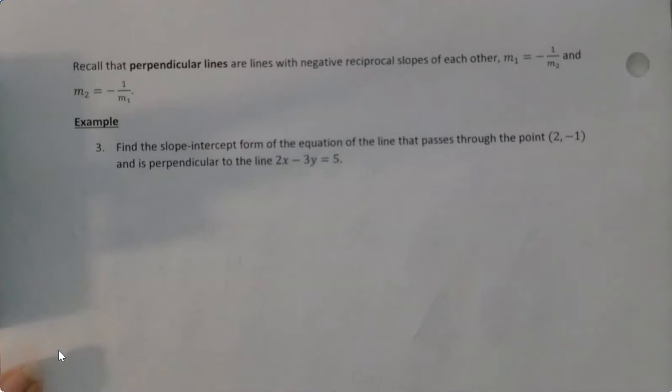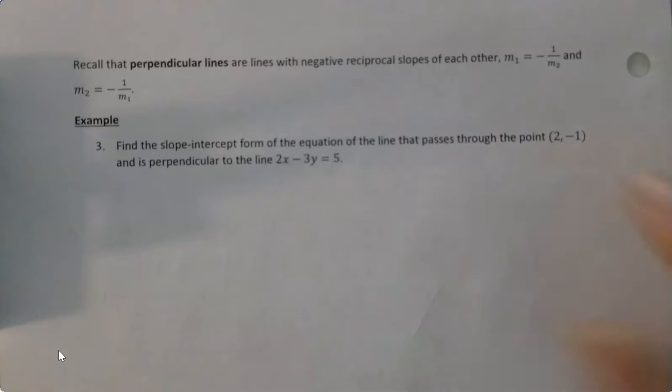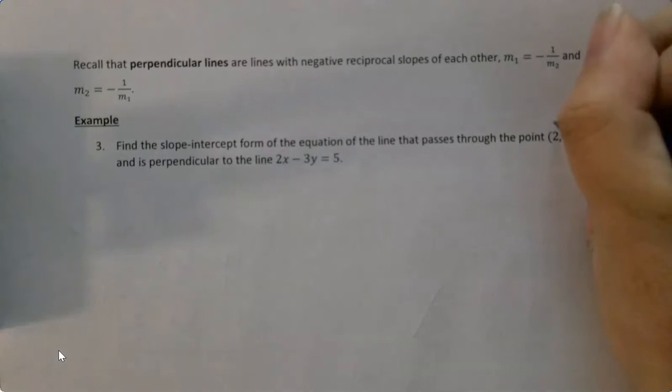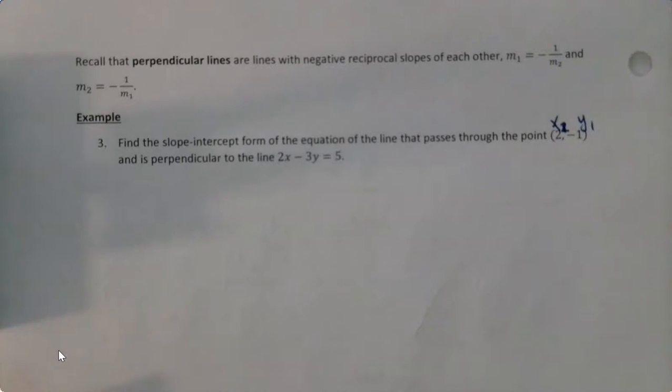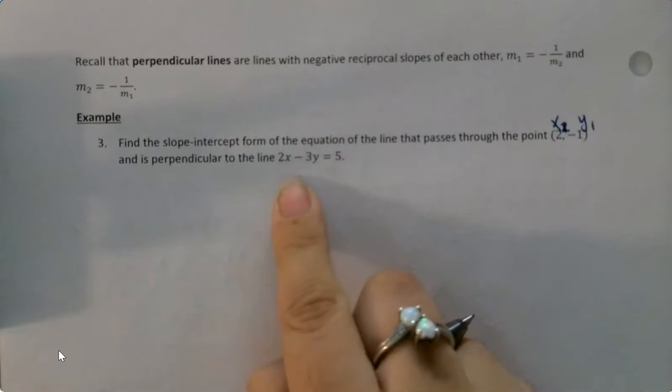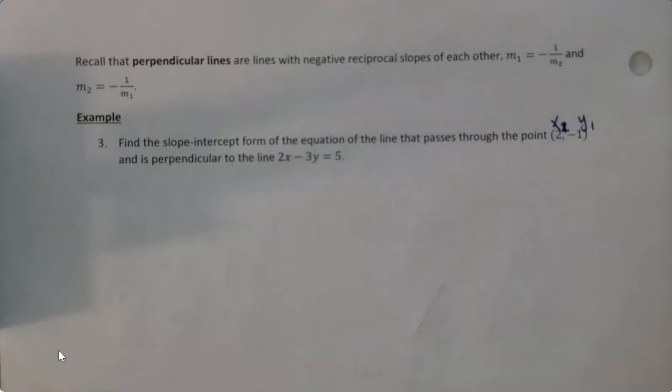Okay. So number 3, it's kind of the same process. It's just when I get my slope, I'm going to flip it and change the sign. So it's passing through the point (2, -1), and it's perpendicular to this line, 2x minus 3y equals 5.